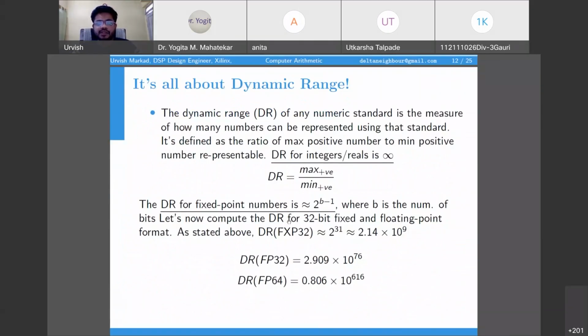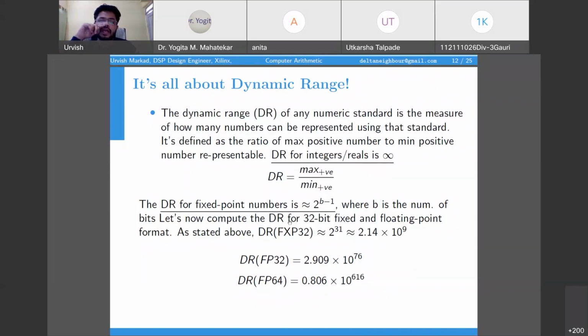Next, if you try to find the root cause of how to go about deciding which standard to use, I think it is all about dynamic range. So what is dynamic range? It is a measure of how many numbers can be represented using a particular standard. Let's say you have 2-bit integers to be represented, then what are the possible values? 00, 01, 10, 11, 4, right? If you extrapolate it, it is nothing but 2 raised to n, where n is the number of bits.